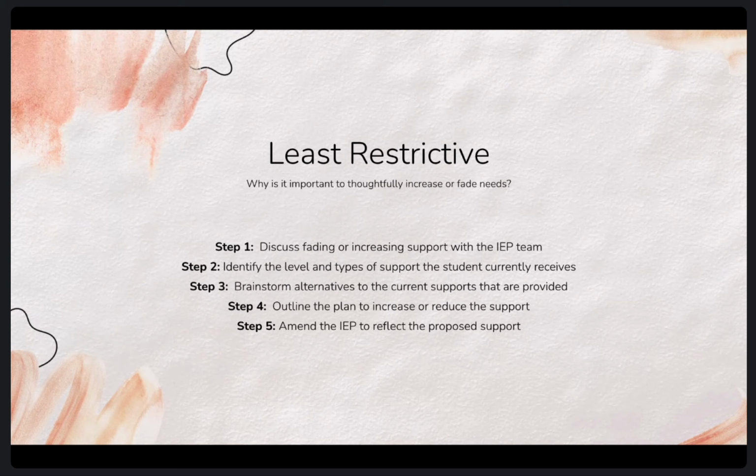Next, as a team, you're going to brainstorm alternatives to the current supports. There's a reason you're meeting as a team, so there must be some ideas you have in mind for change. Next is to outline the plan to increase or reduce the supports, making sure that the paras are involved as far as understanding how they're increasing or fading after the team has made a decision is important to update them on. And then last is to amend the IEP to reflect the proposed supports, get that consent or passive consent, and then move forward with your plan.